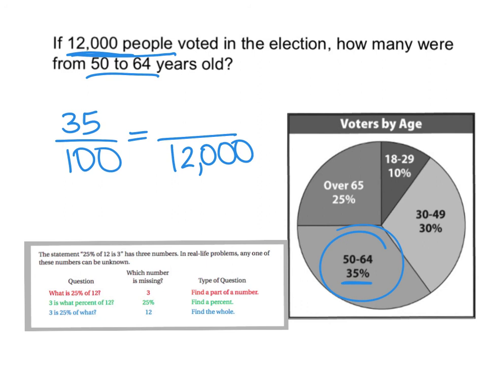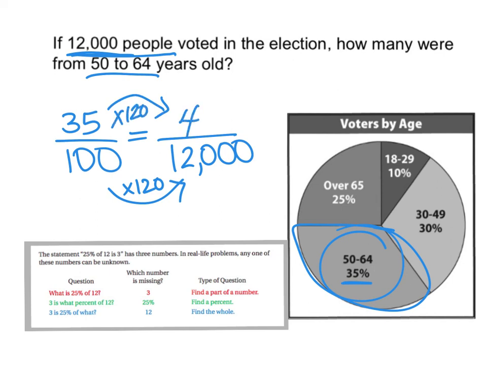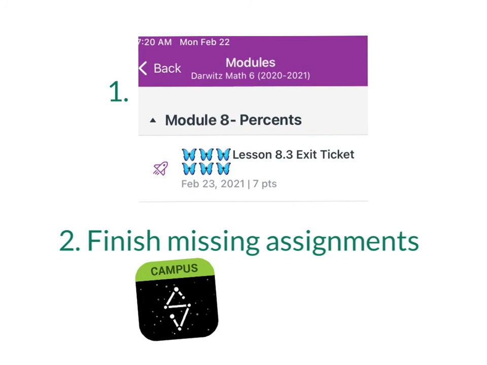And I'm trying to find out the part, the number of people that were in this part, the 50 to 64 age. So I'm going to use some mental math to think 100 times 120 will get me to 12,000. So then I'm going to do 35 times 120, and I get to 4,200. So this represents in this problem 4,200 people.